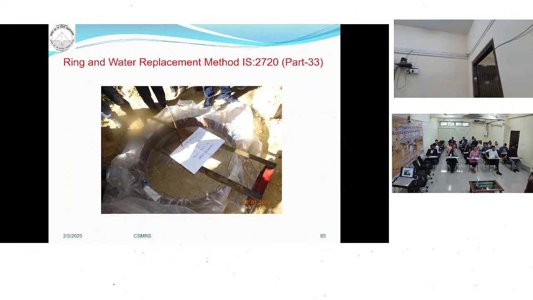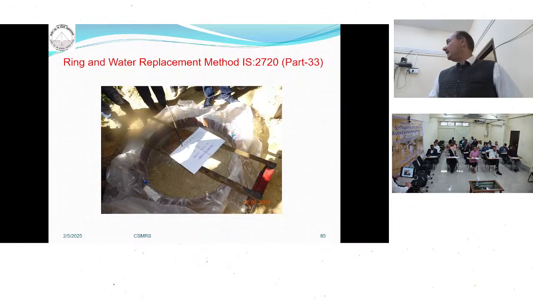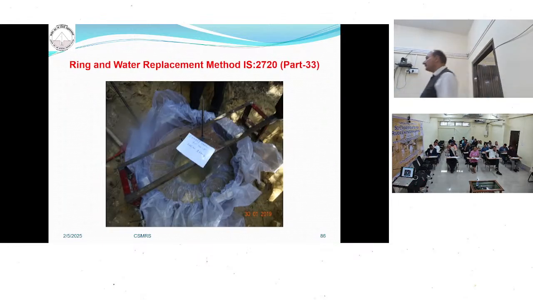After that, you lift the bench. Since your location is marked, you remove all the water, remove this polythene, and dig out a pit inside this ring. Whatever material is coming out, you weigh all that material and determine the moisture content. In this picture you can see the pit is made there.